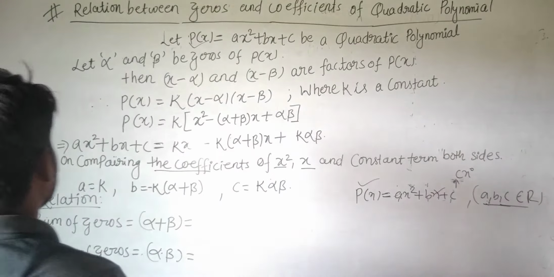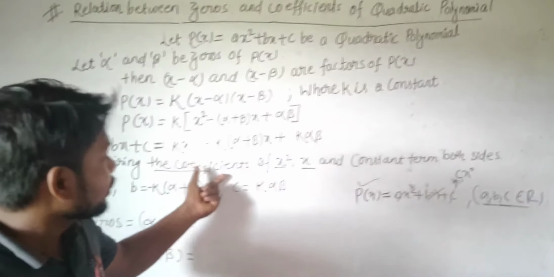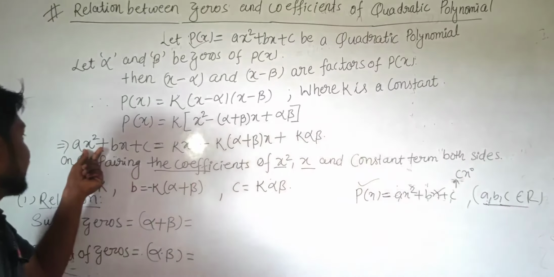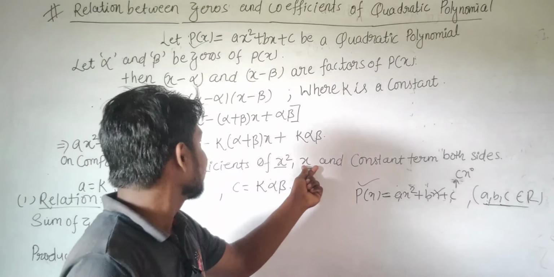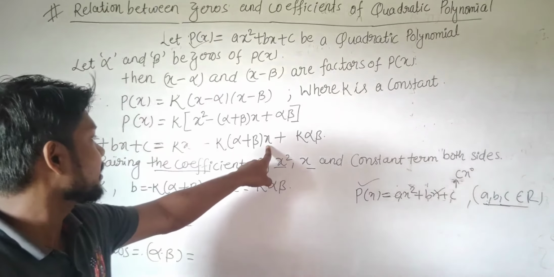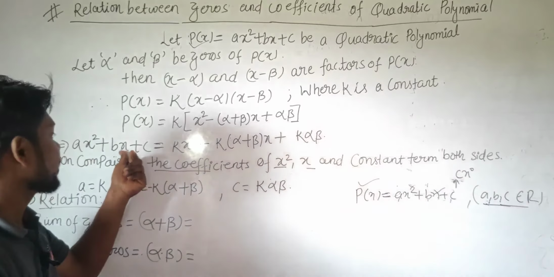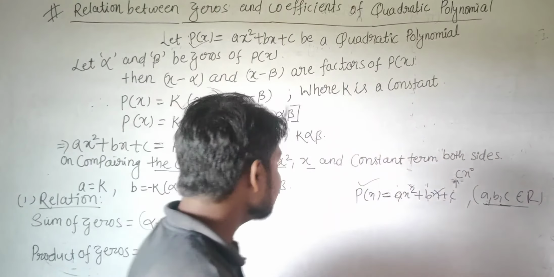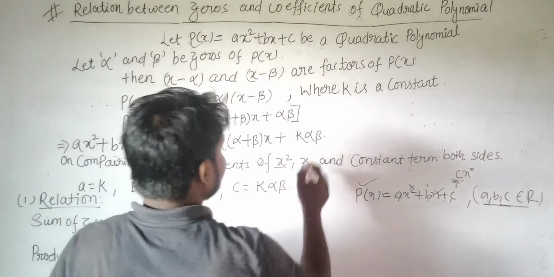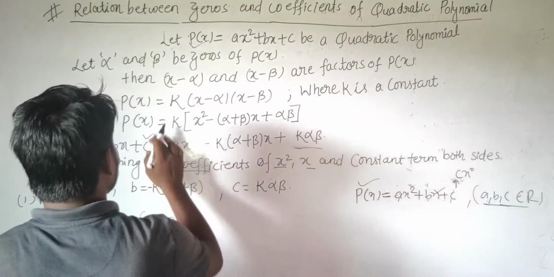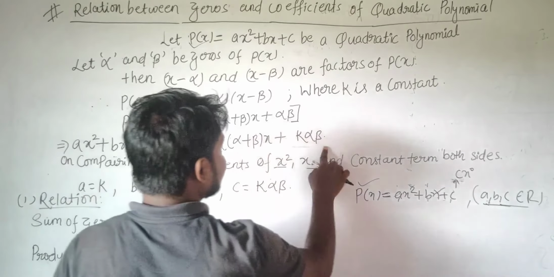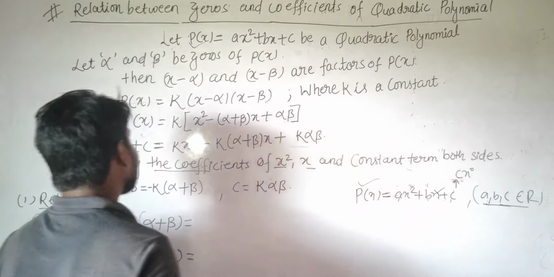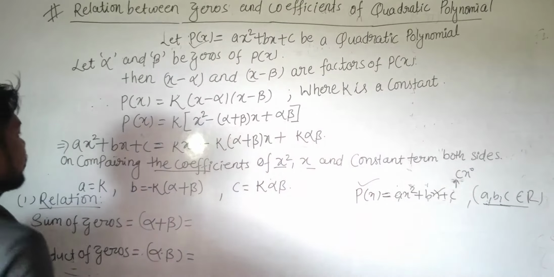So now we compare the coefficient of x square. So here you can see x square here and here as well. Here coefficient of x, so here x is and here is also x. And constant term, constant term means this and this term, which is not preceded by any variable. So on comparing both the polynomials, we will get the following.